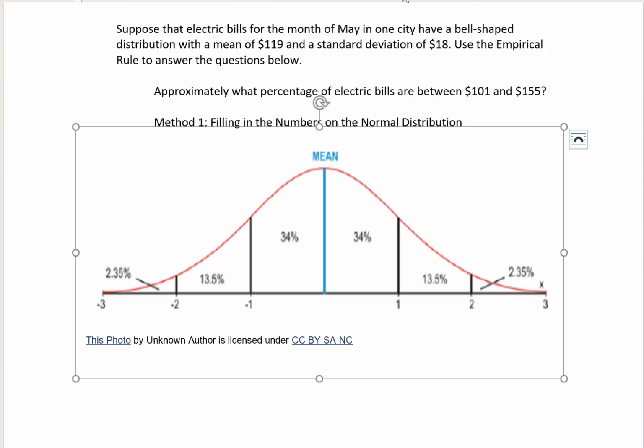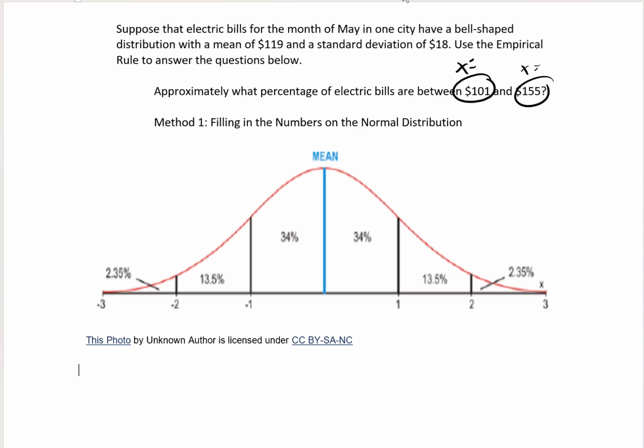So there are two different ways that you could do this problem. The first way, which is the way that your book does, is by filling in the numbers on the normal distribution. So essentially, you just fill in all of these different values, 1, 2, 3 standard deviations away from the mean, until you figure out where the numbers that you are interested in are. In this case, we're interested in the x values of $101 and $155.